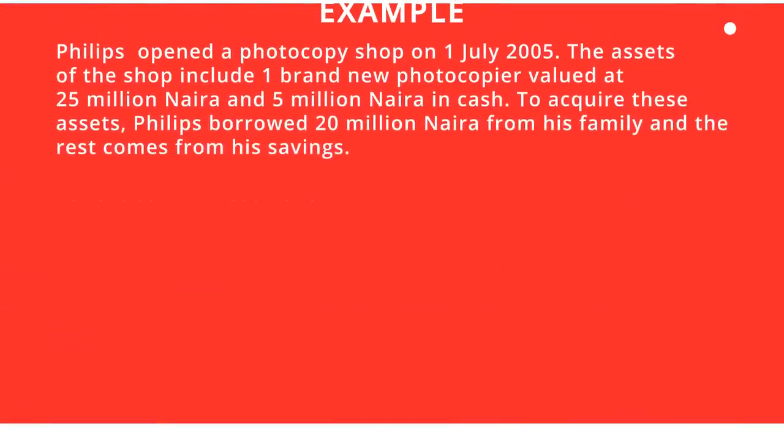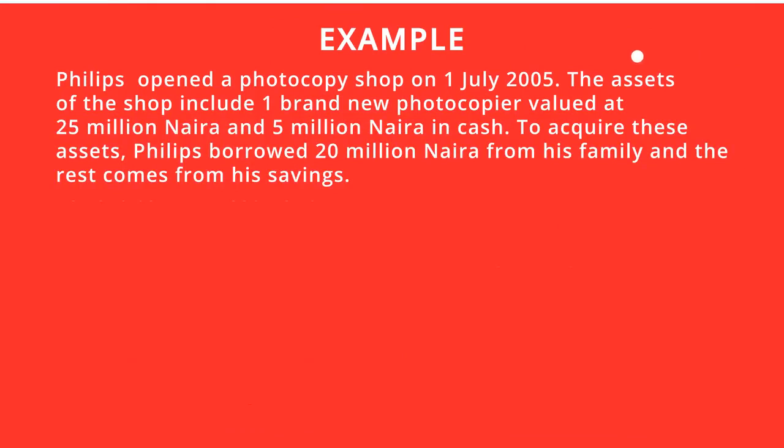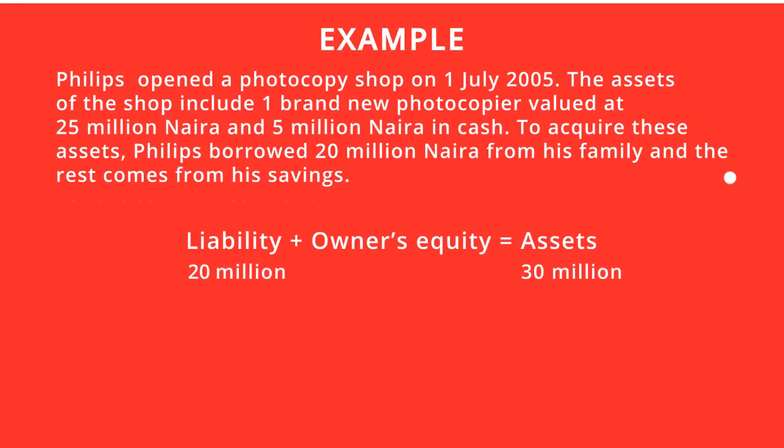An example of a balance sheet is the exercise we are looking at where Philip opened a photocopying shop on the 1st of July 2005. The assets of the shop include a brand new photocopier valued at 25 million naira and 5 million naira in cash. To acquire these assets, Philip borrowed 20 million naira from his family and the rest came from his savings. The total assets that Philip has are the photocopier, which is 25 million, and cash of 5 million. The total comes to 30 million. 20 million is funded by the loan from his family, while the 10 million is funded by his own funds, which we call owner's equity.